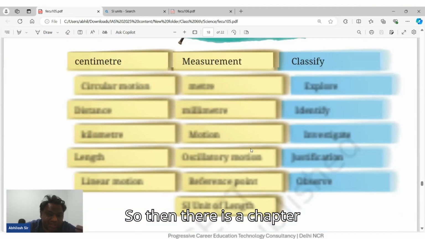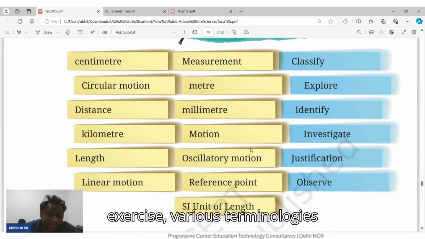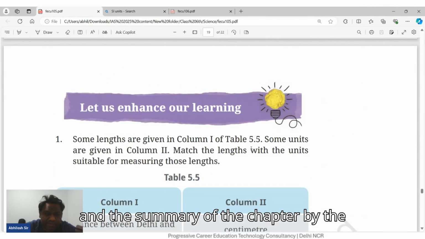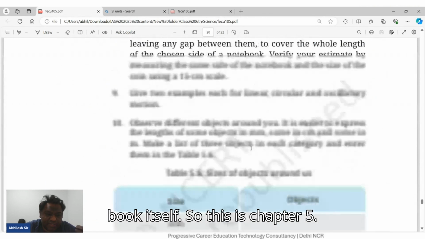So then there's a chapter exercise, various terminologies, and the summary of the chapter by the book itself. So this is chapter 5.